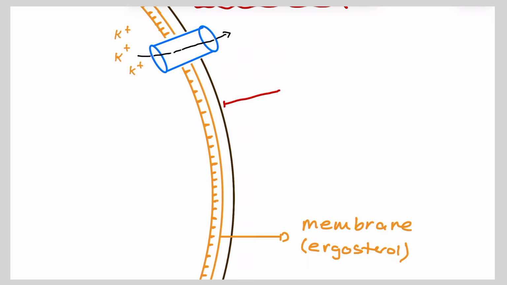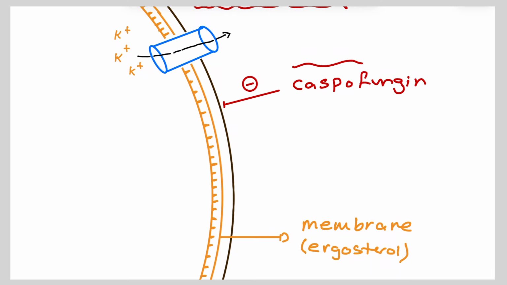Now, the second antifungal that we're going to be talking about is called Caspofungin. Caspofungin is going to be targeting the cell wall of the fungi. Here we have our Caspofungin. Caspofungin is going to be targeting the cell wall.